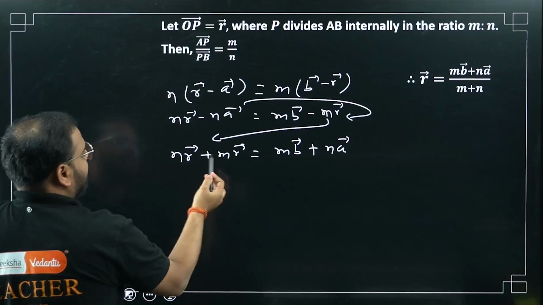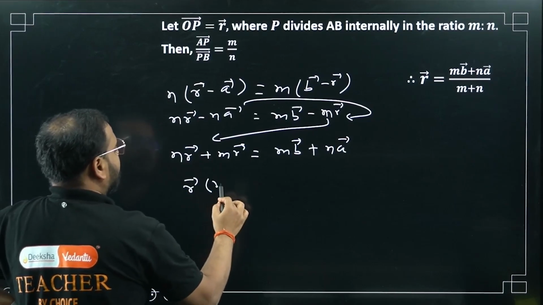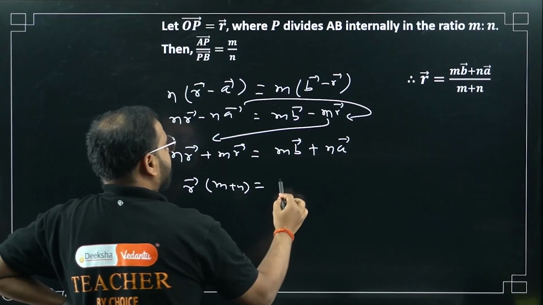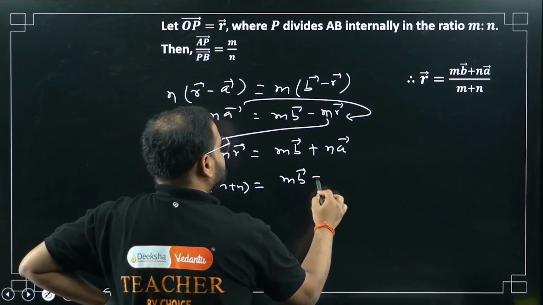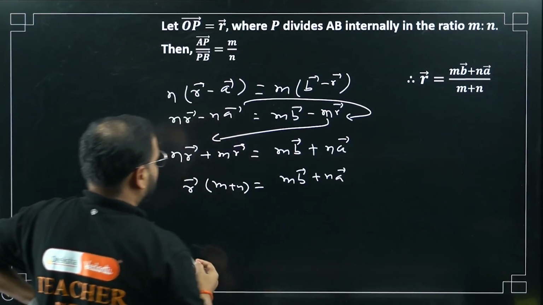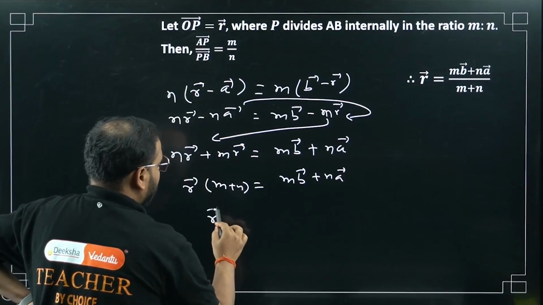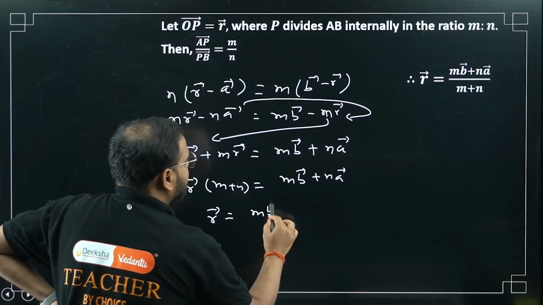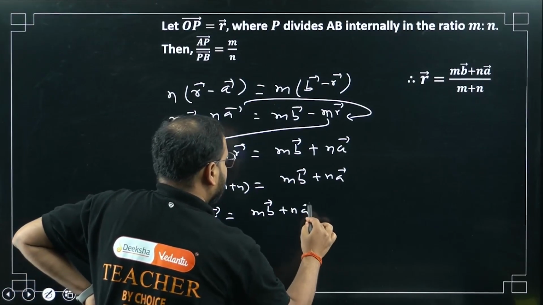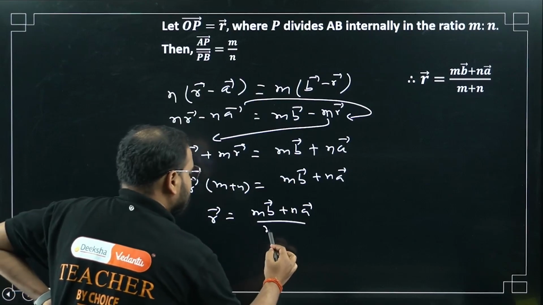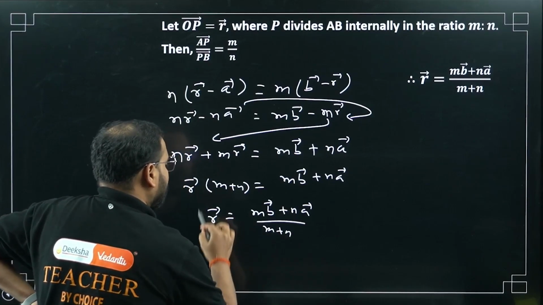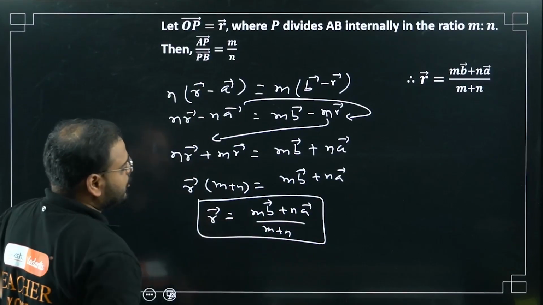Okay, I can take R vector common over here. It'll become M plus N, and this will be MB plus NA. From here I get vector R equals to MB plus NA upon M plus N. Same thing written over here.